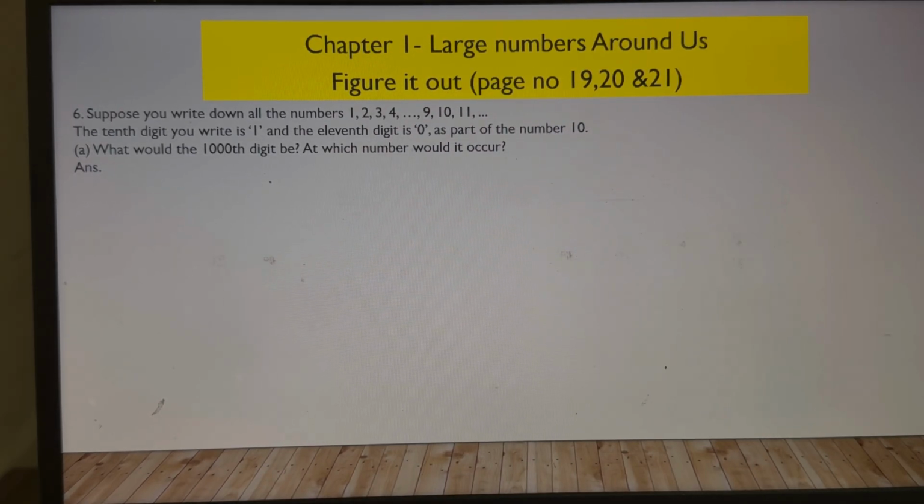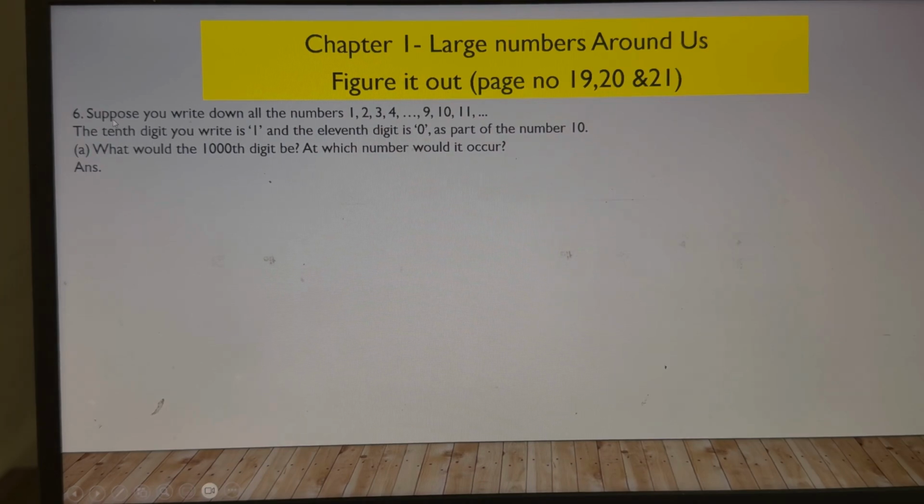Question number 6. Suppose you write down all the numbers 1, 2, 3, 4 and so on, 9, 10, 11 like that. The 10th digit you write is 1 and the 11th digit is 0, as a part of 10. So first you need to understand this question. From 1 to 9 there are 9 digits. Then the 10th digit is this 1, the 11th digit is this 0, this is the 12th digit, this is the 13th digit. This way you have to count the digits.